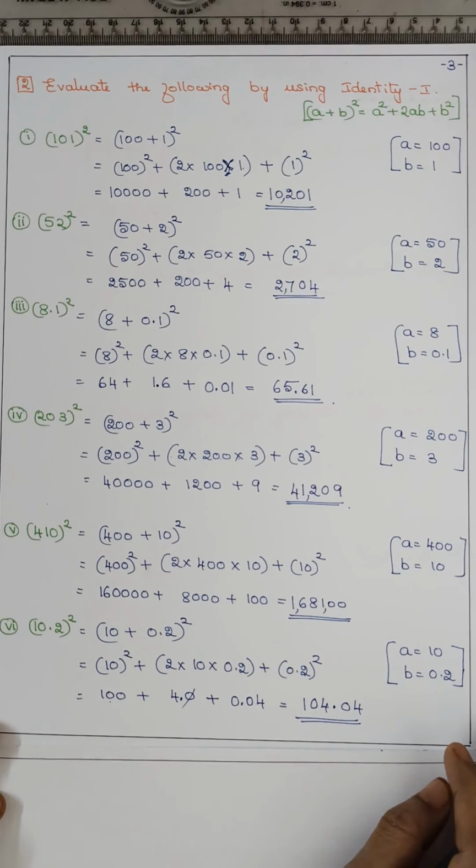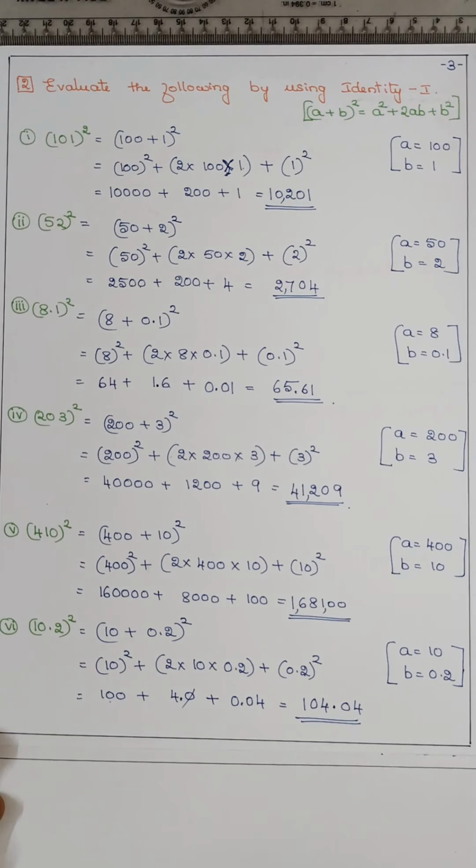Hope you understood. We have completed worksheet 1, identity 1. A plus b the whole squared is equal to a squared plus 2ab plus b squared. Bye. Thank you for watching the video.